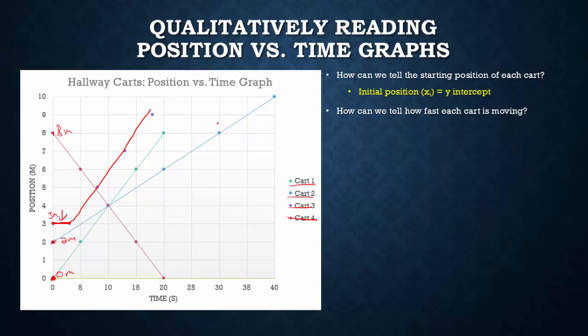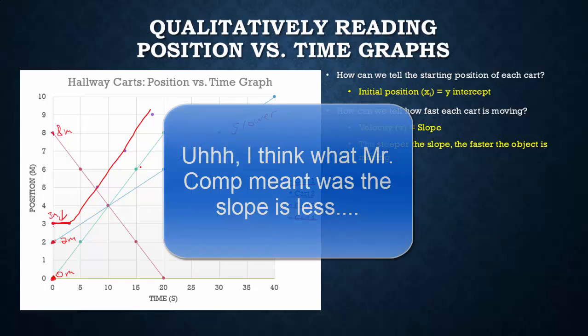Second, how can we tell exactly how fast each cart is moving? Well, qualitatively, we could just compare the slope of each of these lines. The velocity represents the slope of this graph. Therefore, the steeper the slope, the faster the object is moving. If I compare the slope of the line for cart number 1 and the slope of the line for cart number 2, we notice that cart number 2's slope is much less steep. In other words, it's not angled up as much as cart number 1. This means that this cart is moving slower than cart number 1 because the steepness is lower. The steeper the slope, the faster the object is moving.